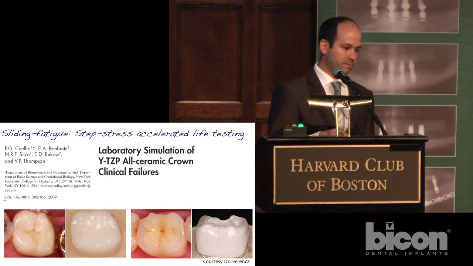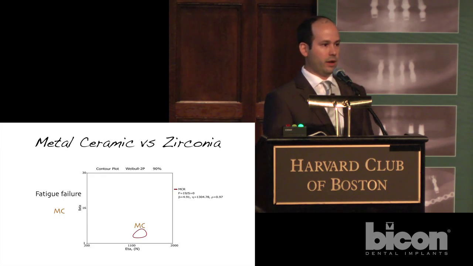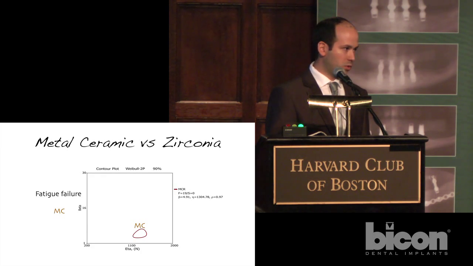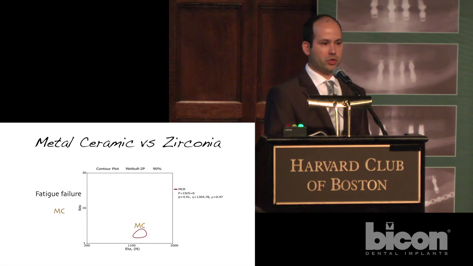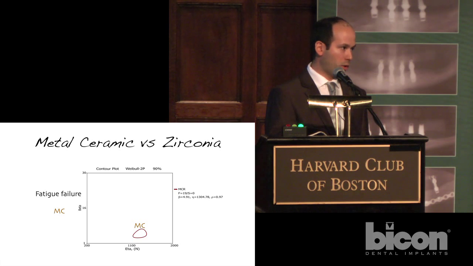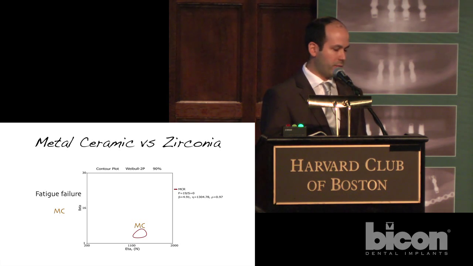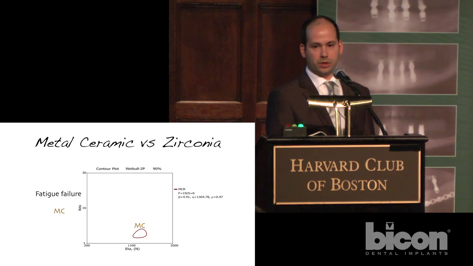So as we said, metal ceramics, yes, it is our gold standard, and when we first characterized it, you'll be seeing this graph several times. Just be concerned about the horizontal axis, which shows the fatigue strength of the materials. And here we are in molar crowns. So we see that the fatigue strength of metal ceramics is over 1,000 newtons.